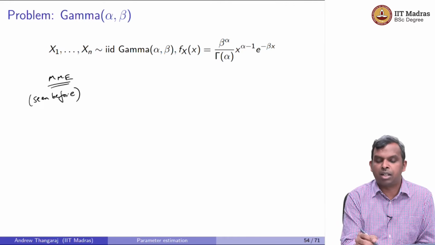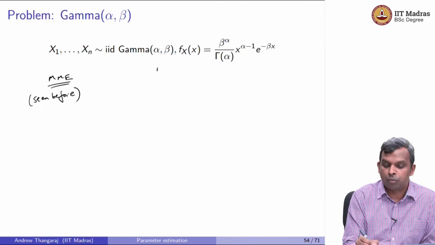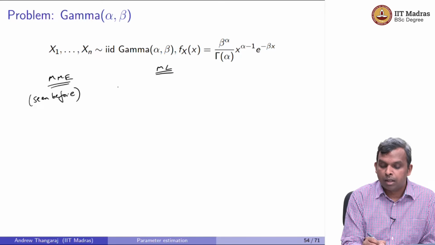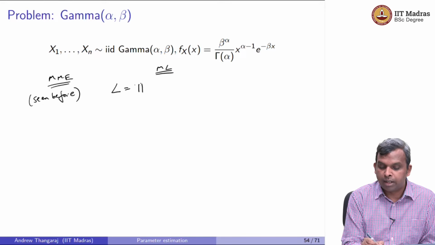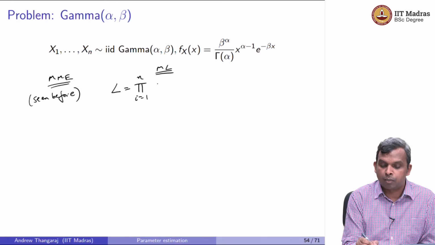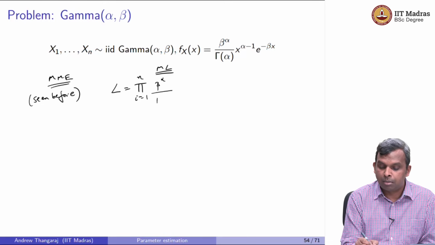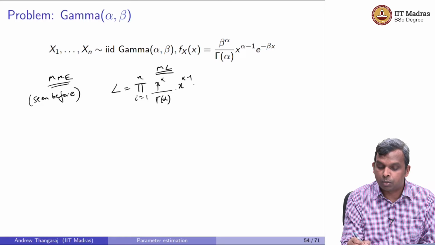The method of moments estimator for the gamma distribution is derived there. Let us look at ML. So the likelihood is the product from i equals 1 to n of beta^alpha / Gamma(alpha) times x^(alpha minus 1) e^(minus beta x).